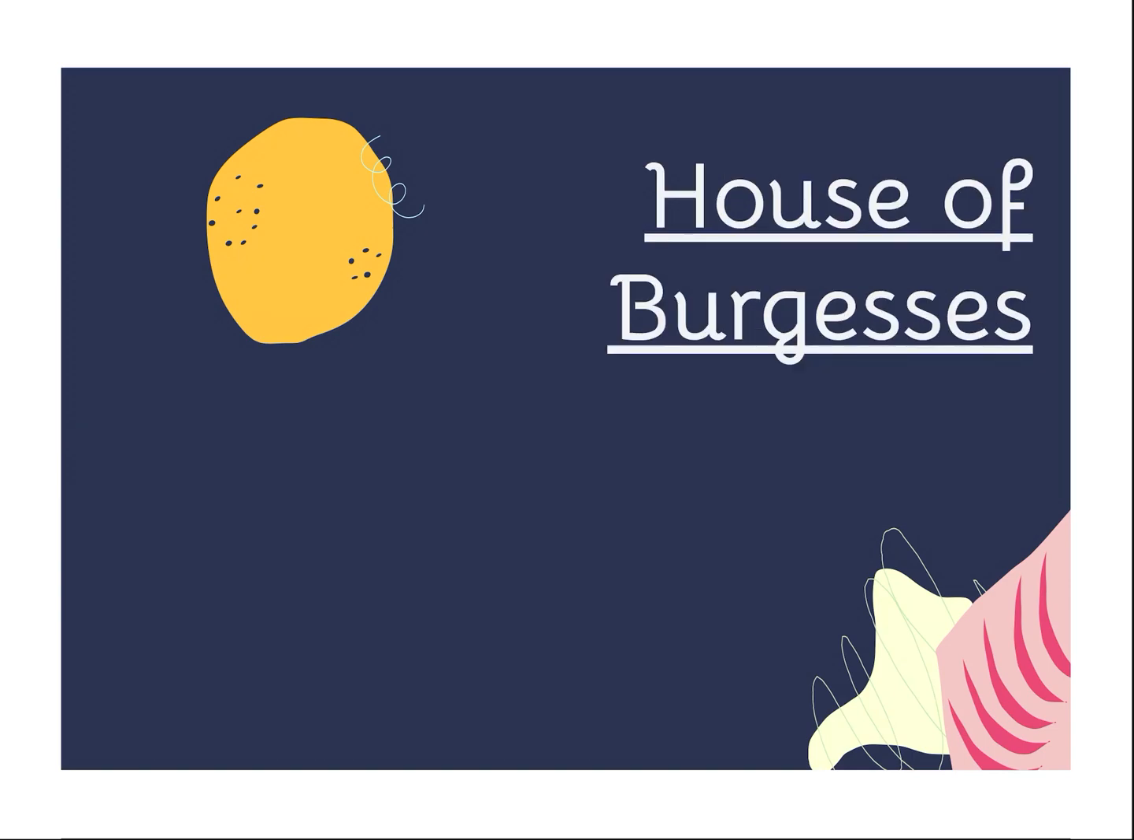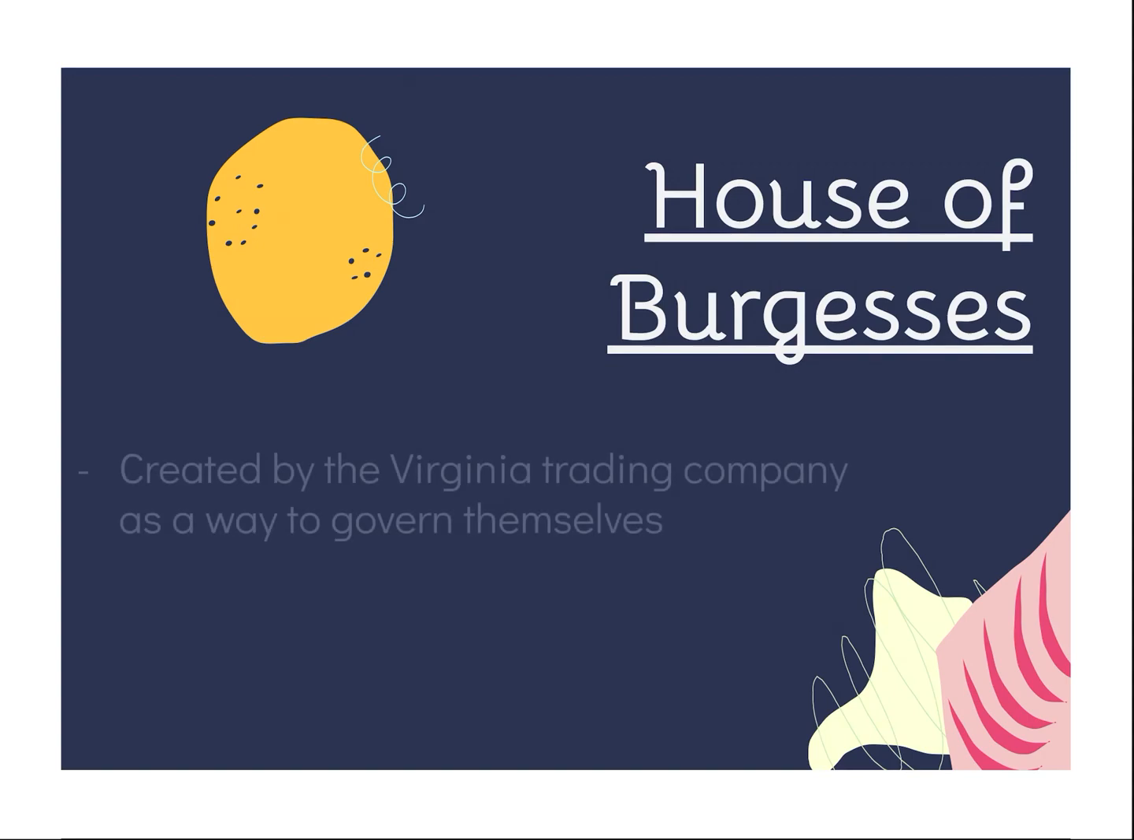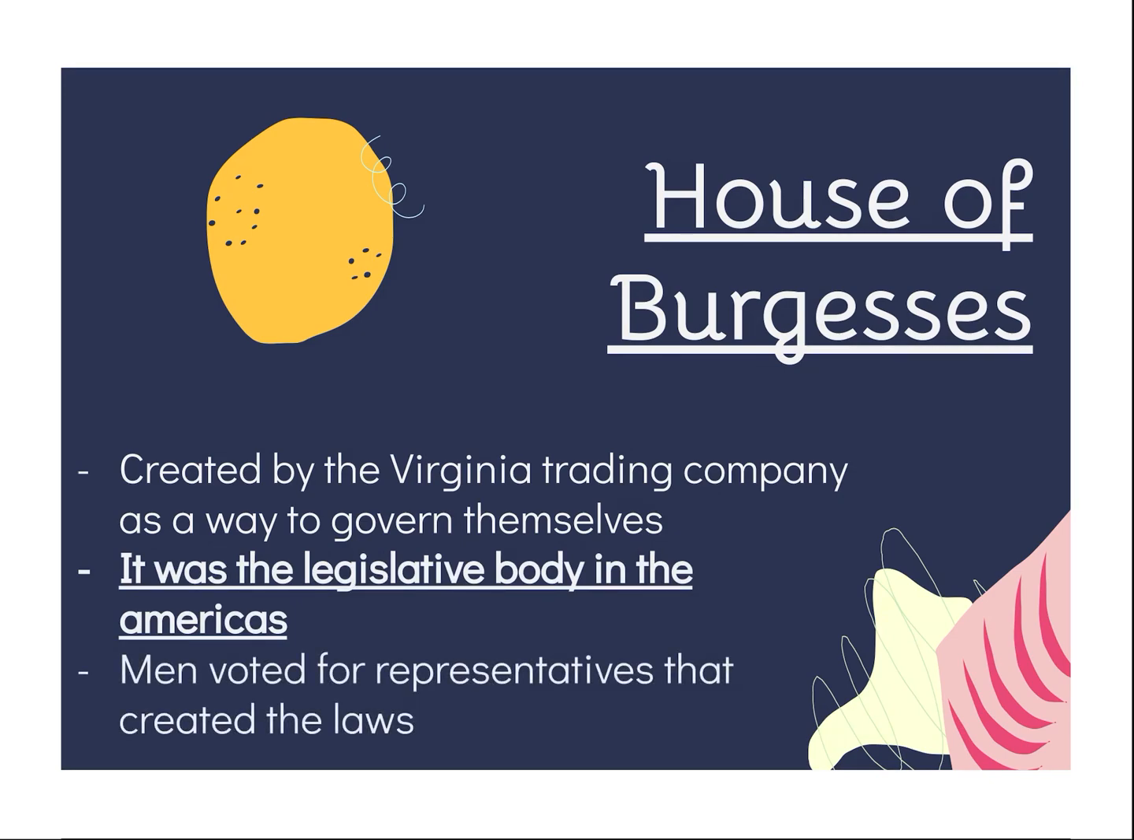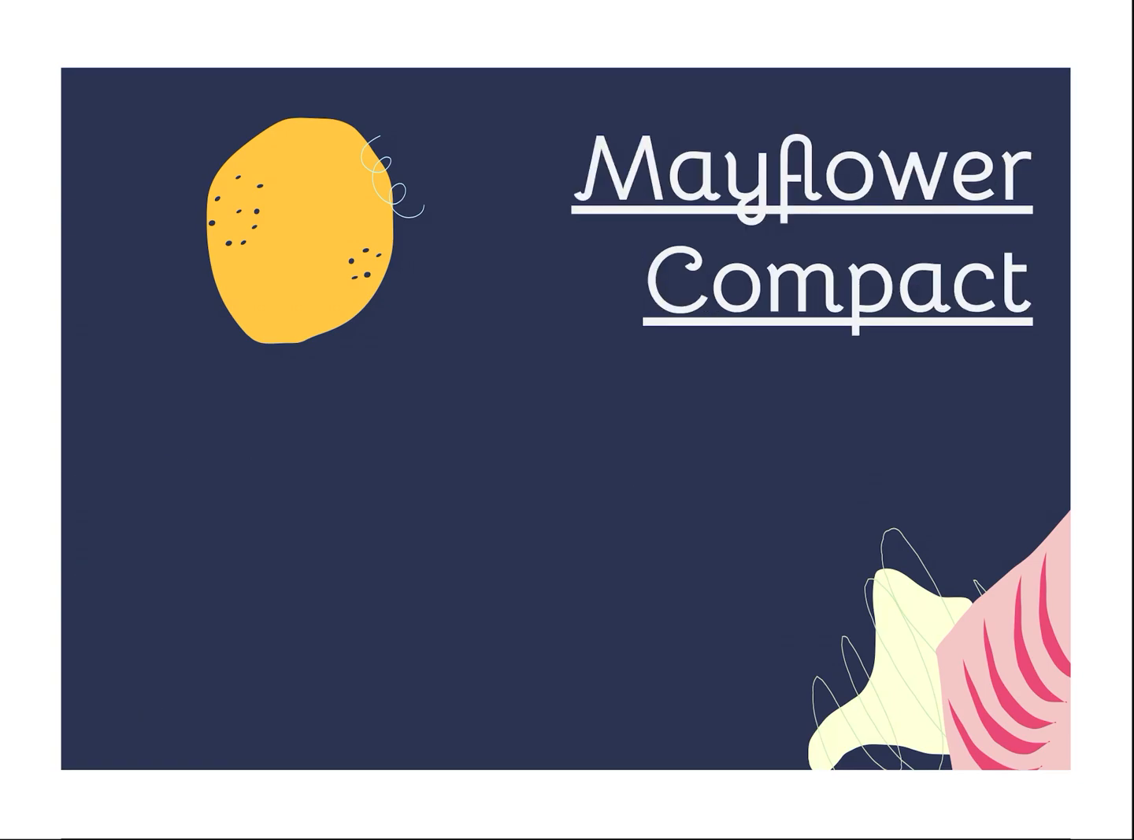The House of Burgesses is going to be the first official legislative branch. It was created by the Virginia Trading Company as a way for people to govern themselves. It is the first legislative body, like full-on body, in the Americas. Men voted for representatives that created the laws. So I would vote on somebody to represent what I want to be said in government instead of me being there myself. That's what representative government is.